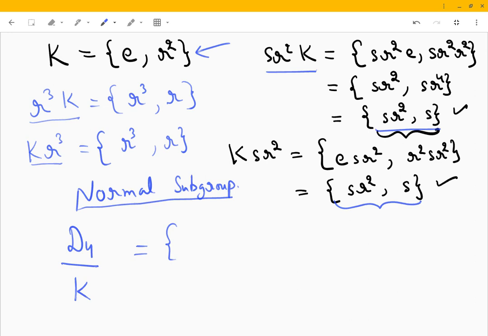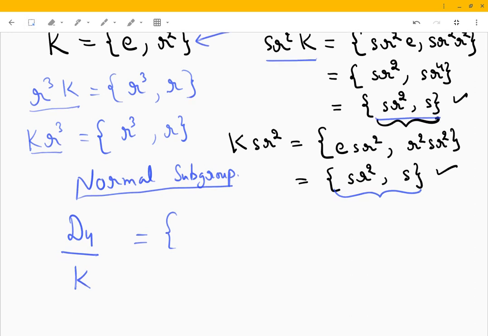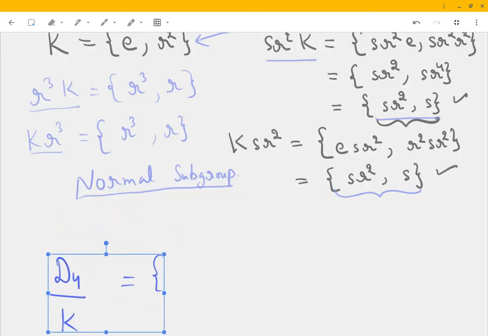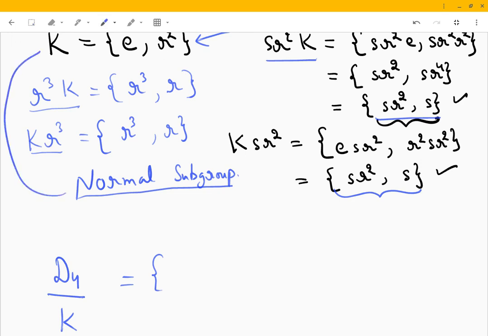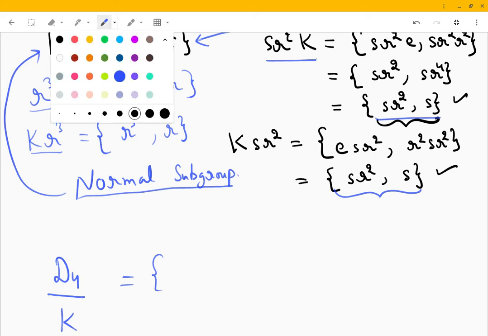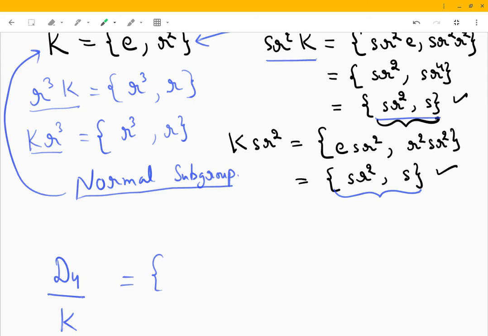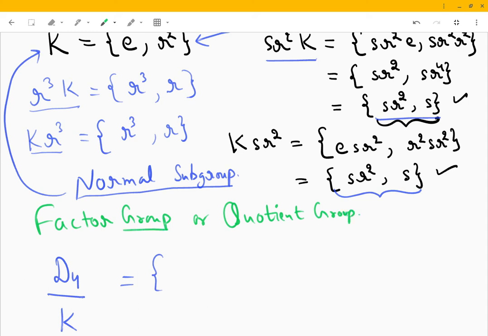So D4 by K. Normal subgroups give rise to another kind of group, which is called factor group or quotient group. Also, note that it is a group. We're not calling it a subgroup because it is a different type of group. Don't compare it with D4. How can we even compare?